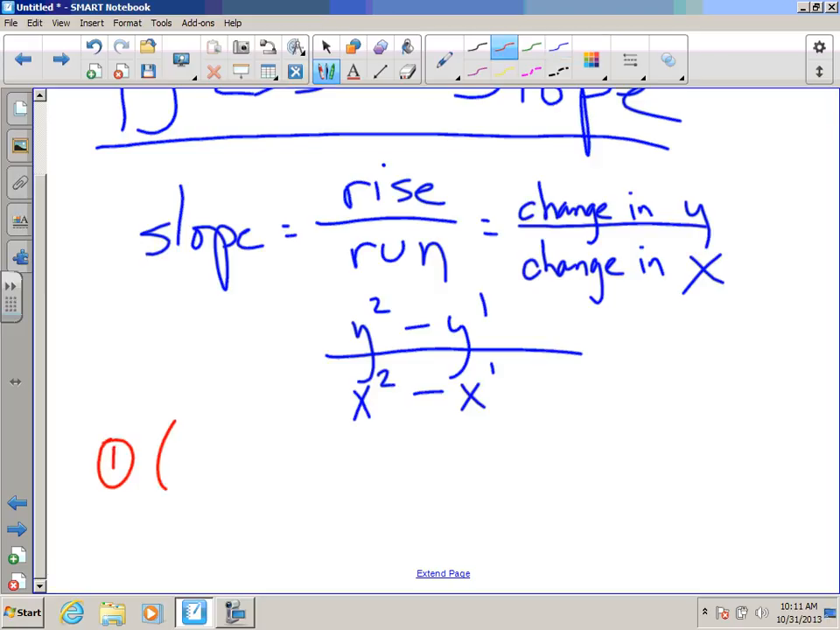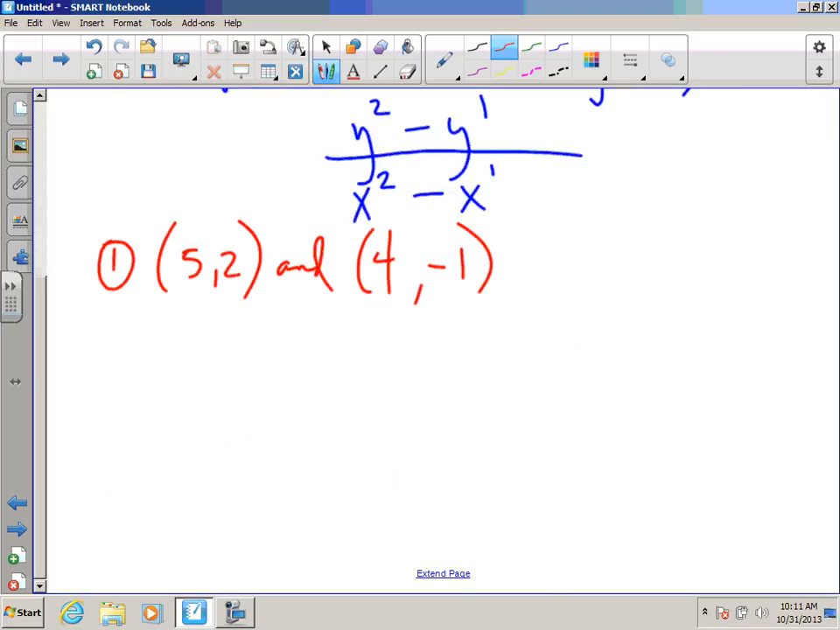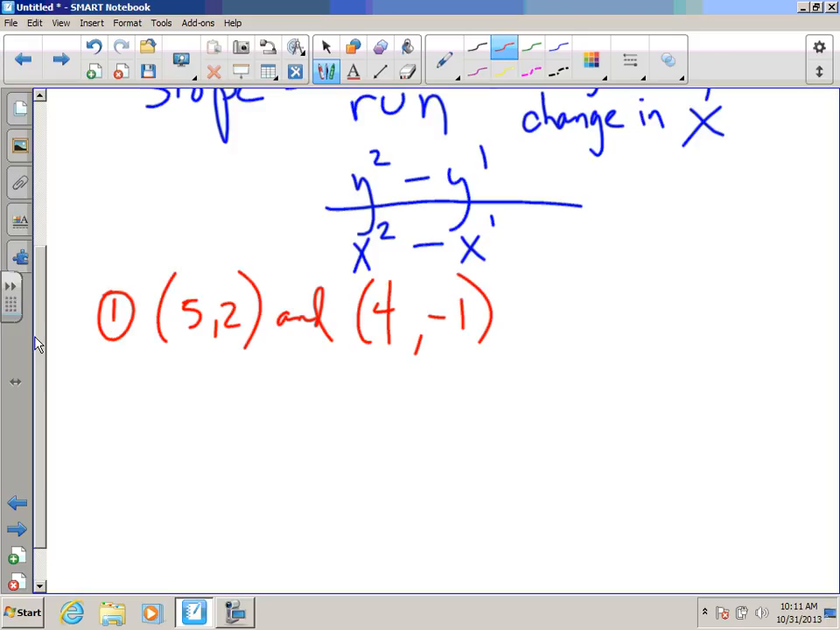number 1, and it says 5, comma 2, and 4, negative 1. Those are my 2 coordinates. Now sometimes they'll back you up a step and they'll have you grab the specific coordinates from the line. But most oftentimes they'll just give you the coordinates and they'll save that step.